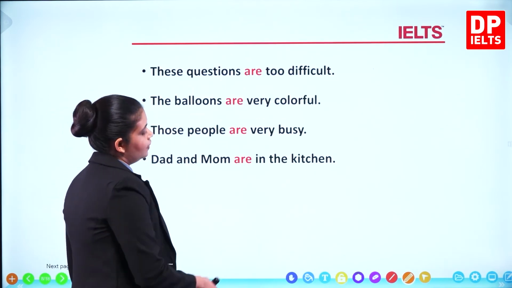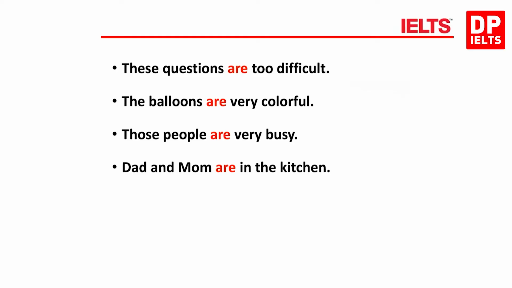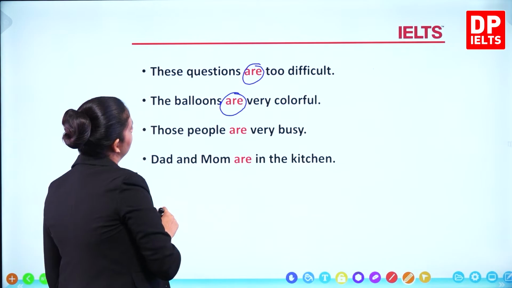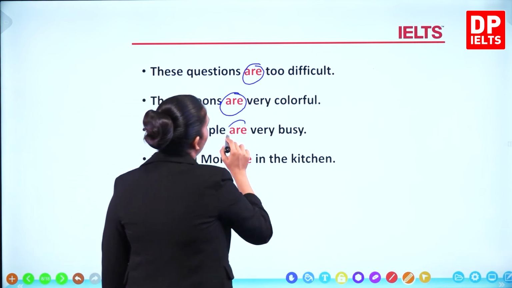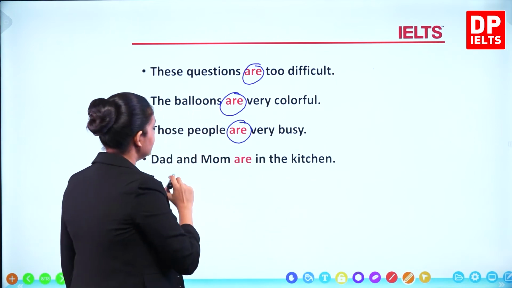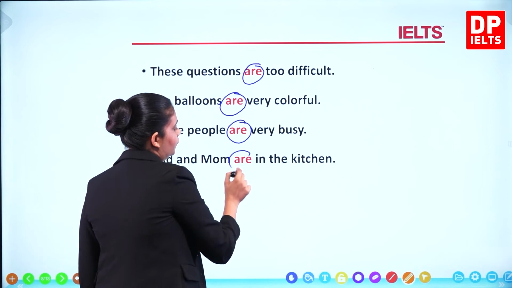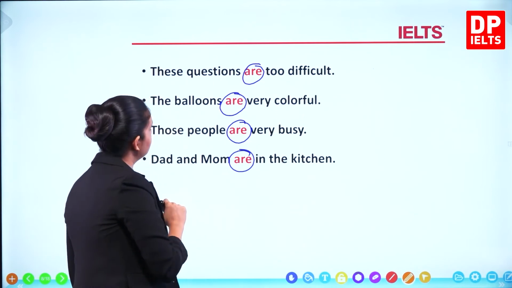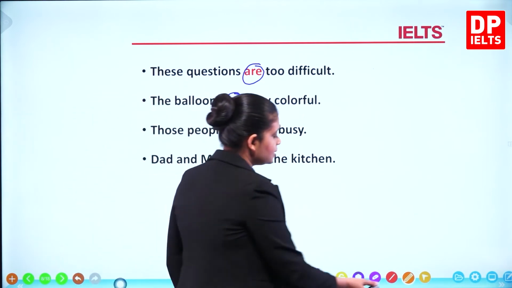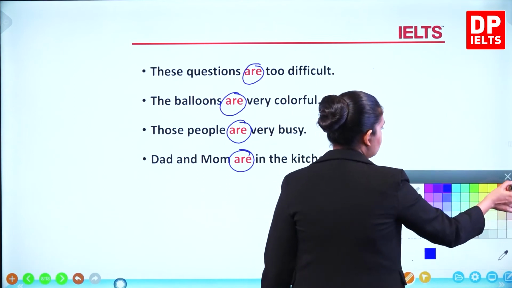Now we are going to have a look at are. These questions are too difficult. The balloons are very colorful. Those people are very busy. Dad and Mom are in the kitchen. Right? So let us have a look at why we chose are.